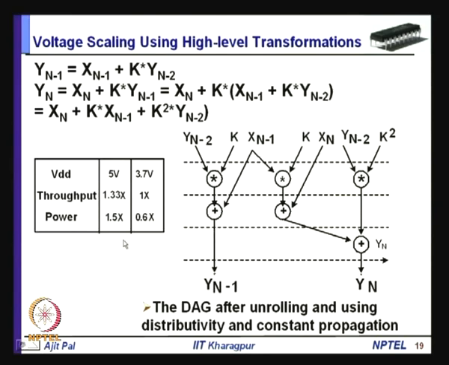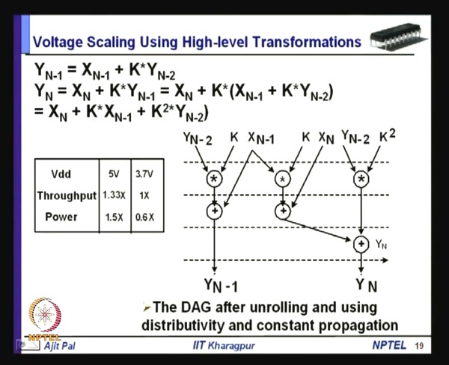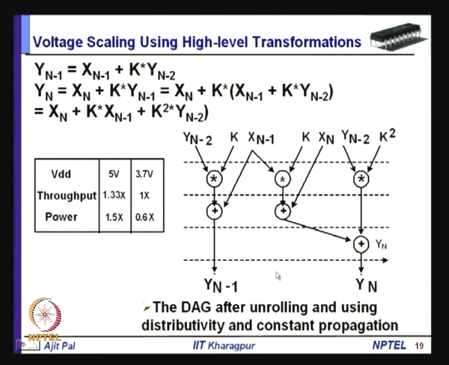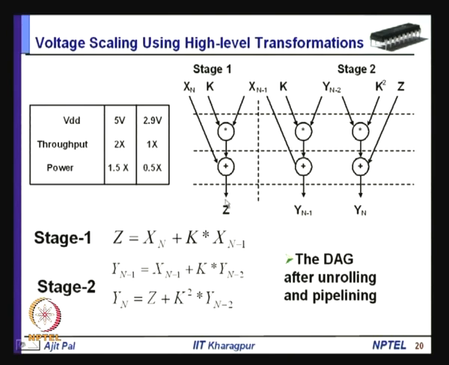So, you see here also we can do transformation and then supply voltage scaling to achieve lower power. We can still reduce power dissipation by using a technique, by using pipelining. So, this particular stage can be pipelined. How can it be pipelined? You can see in stage 1 we shall compute Z, some intermediate result, then Z will be used in the second stage to produce y n minus 1 and y n. So, the implementation will be somewhat like this.